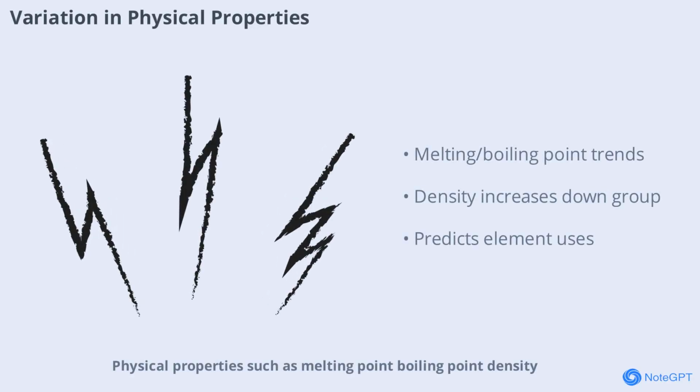Physical properties such as melting point, boiling point, density, and electrical conductivity also show periodic trends. For example, melting and boiling points generally increase towards the center of a period and then decrease. Density tends to increase down a group as atoms become heavier. Understanding these variations helps in predicting the states and uses of elements in everyday life and industry.